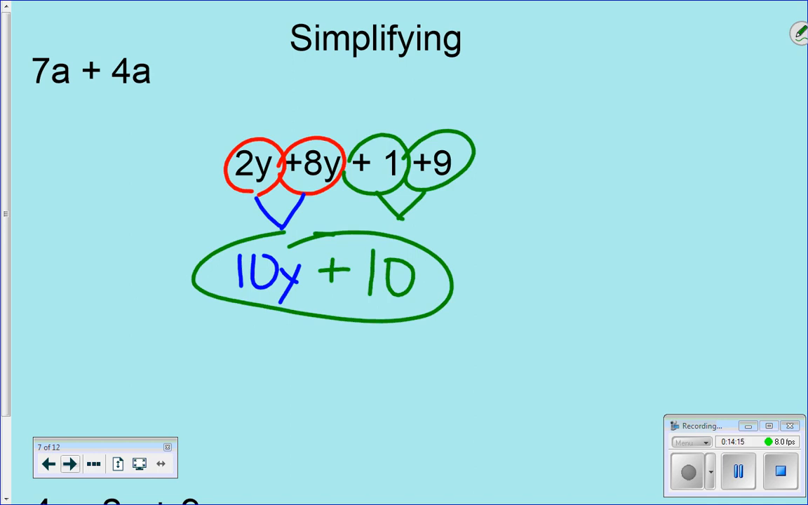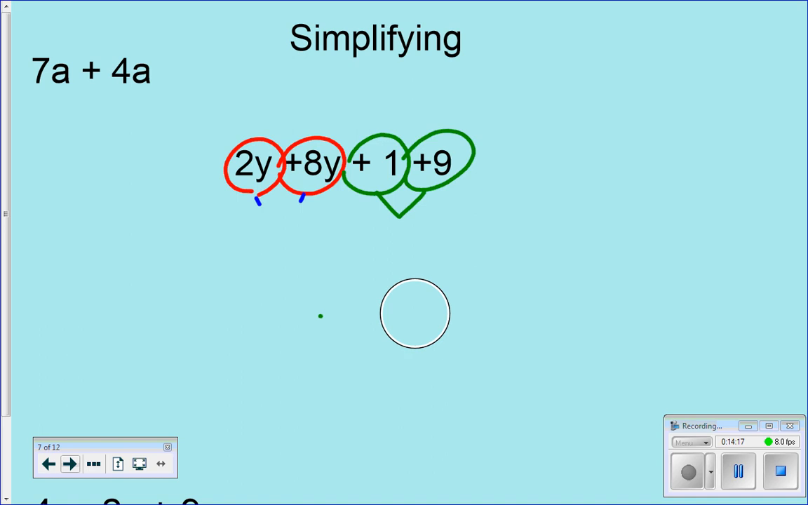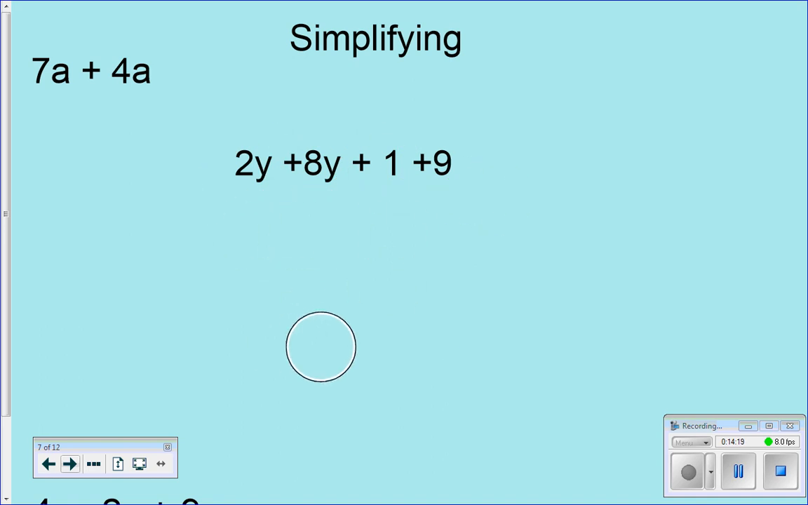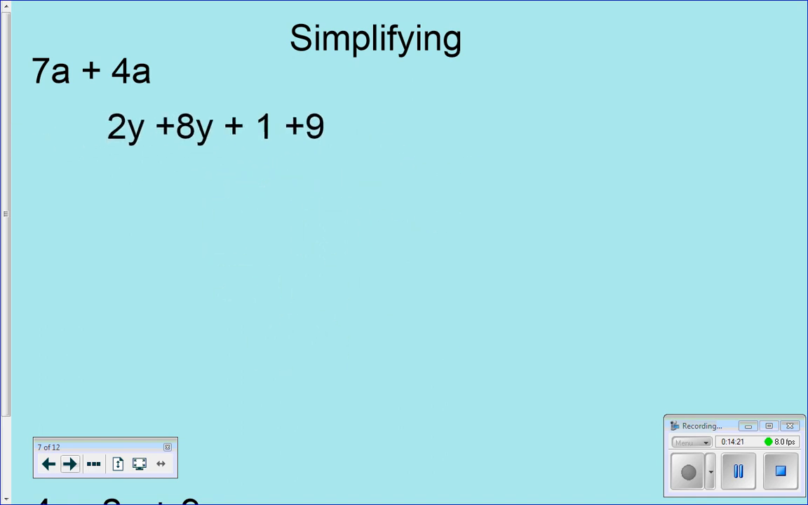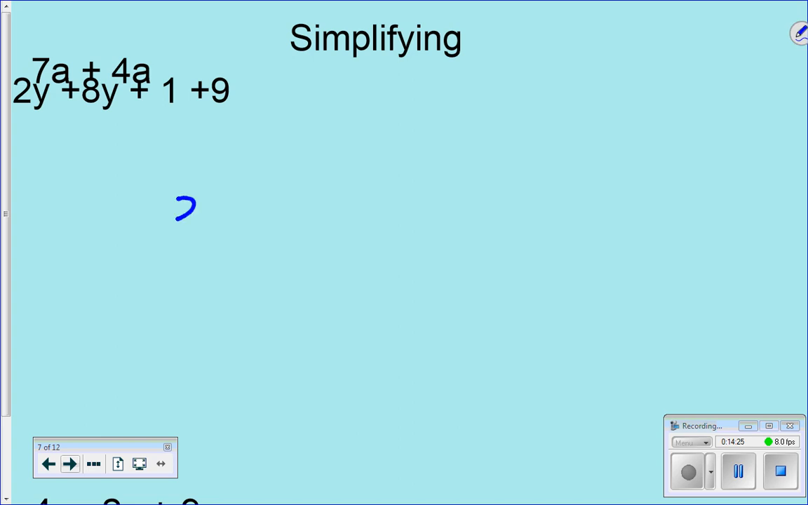Okay, try this one by yourself. You know what? I'll just give you a good one. I'll make it up. Let's do this. I'm going to get harder.